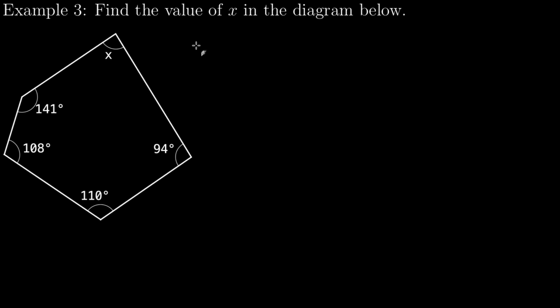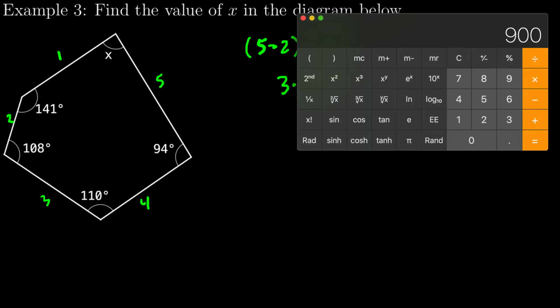Find the value of x in the diagram below. So a few steps here. The first thing, I need to find the sum of all of the angles. So we have 1, 2, 3, 4, 5 sides, which means the angles add up to 5 minus 2 times 180 degrees. 5 minus 2 is 3. 3 times 180 degrees is 540 degrees.